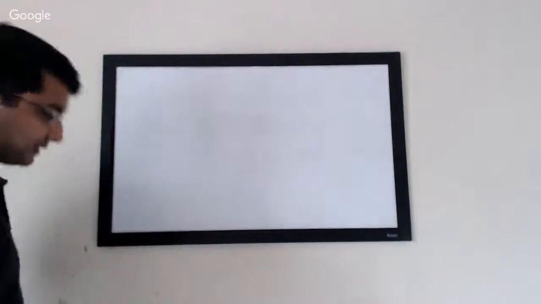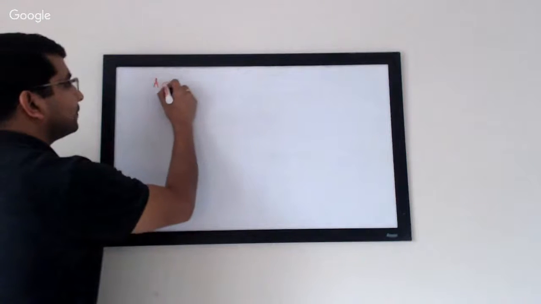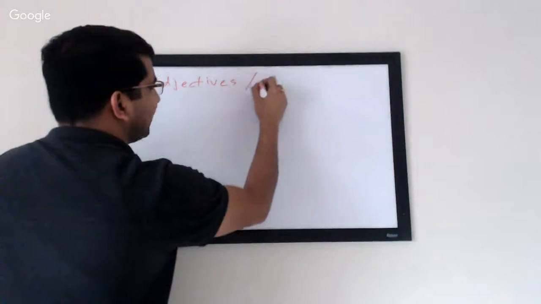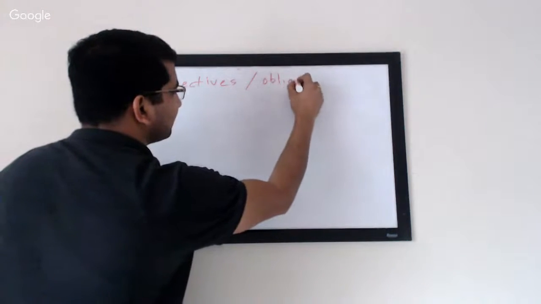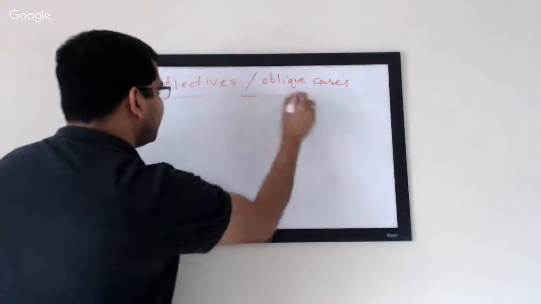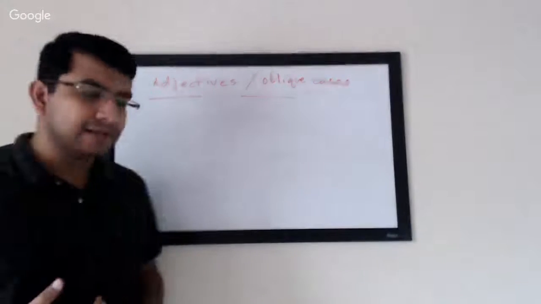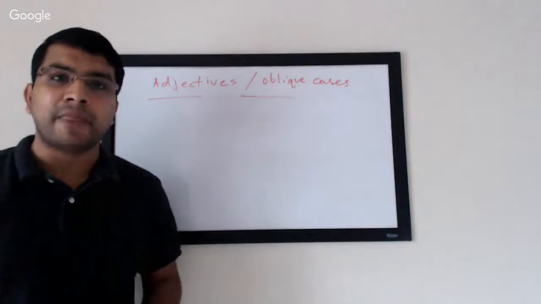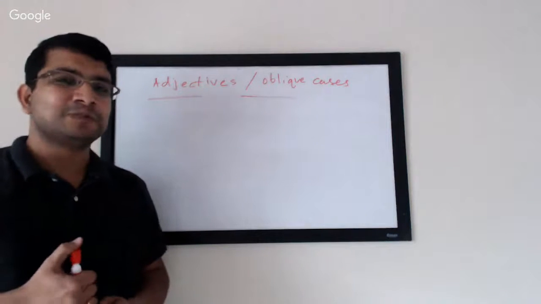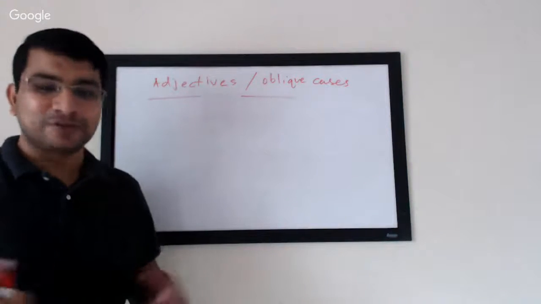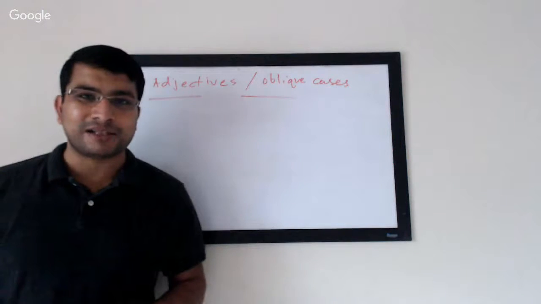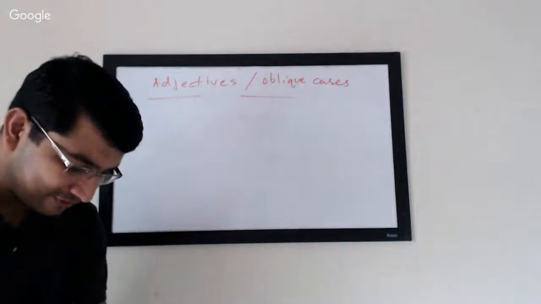So now let's discuss adjectives and oblique cases there. What we can probably do is look at how these things work when you have the oblique case of noun, pronoun, and adjectives combined together in a sentence. Maybe I can give you some more exercises there later on, not right now.